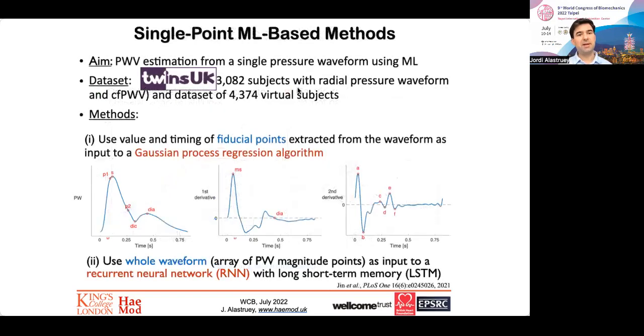The carotid-femoral method is an accurate method that is widely used in clinical research. However, it requires skilled operators to acquire the data, and hence its applicability is limited to the clinic. Using a combination of in silico and in vivo data, we are investigating methods to estimate pulse wave velocity from a single pulse waveform. For example, the radial pressure waveform in the arm. We follow two approaches, either by using fiducial points extracted from the waveform as input to a Gaussian process regression algorithm, or using the whole waveform as input to a recurrent neural network with long short-term memory.